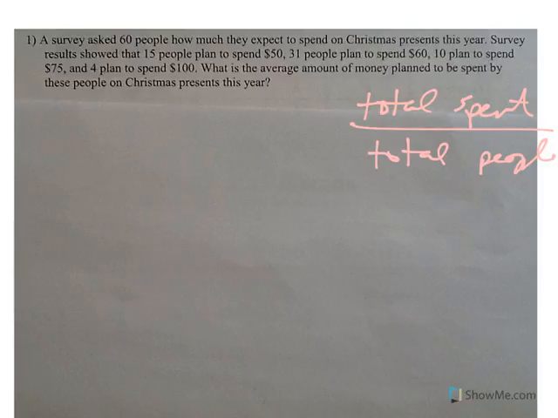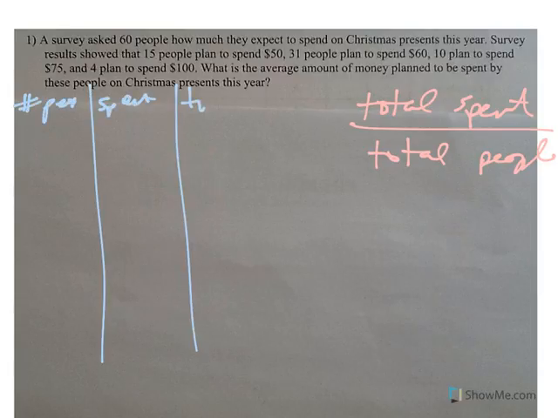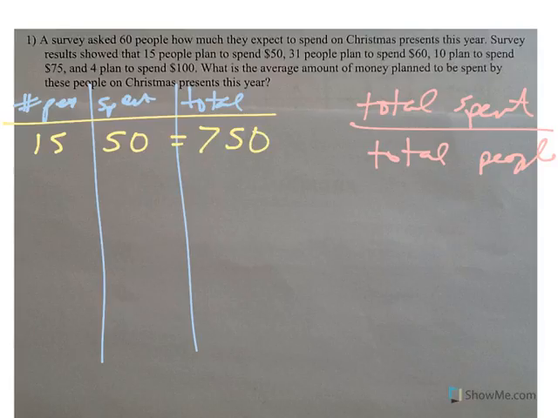So in terms of the counts, let's talk about the number of people, how much they spent, and then we'll do the total. Let me change colors just for fun here. They say 15 people plan to spend $50. Well, all 15 spend $50. They spent a total of $750.